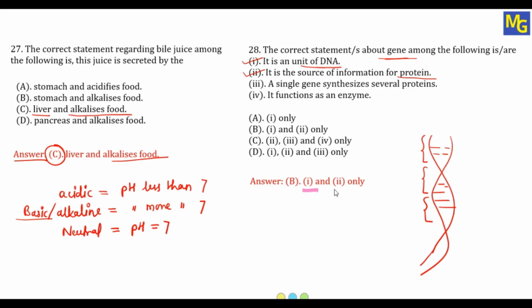Now, whenever you write answers to such type of questions, no need to write these statements again. Just write down whatever answers are there in the options. In options, they have given 1 and 2 only, so you should write only 1 and 2. No need to write the first full statement, second full statement. Remember this. So this was the explanation of question number 28. After this, we are going to move on to the next question.